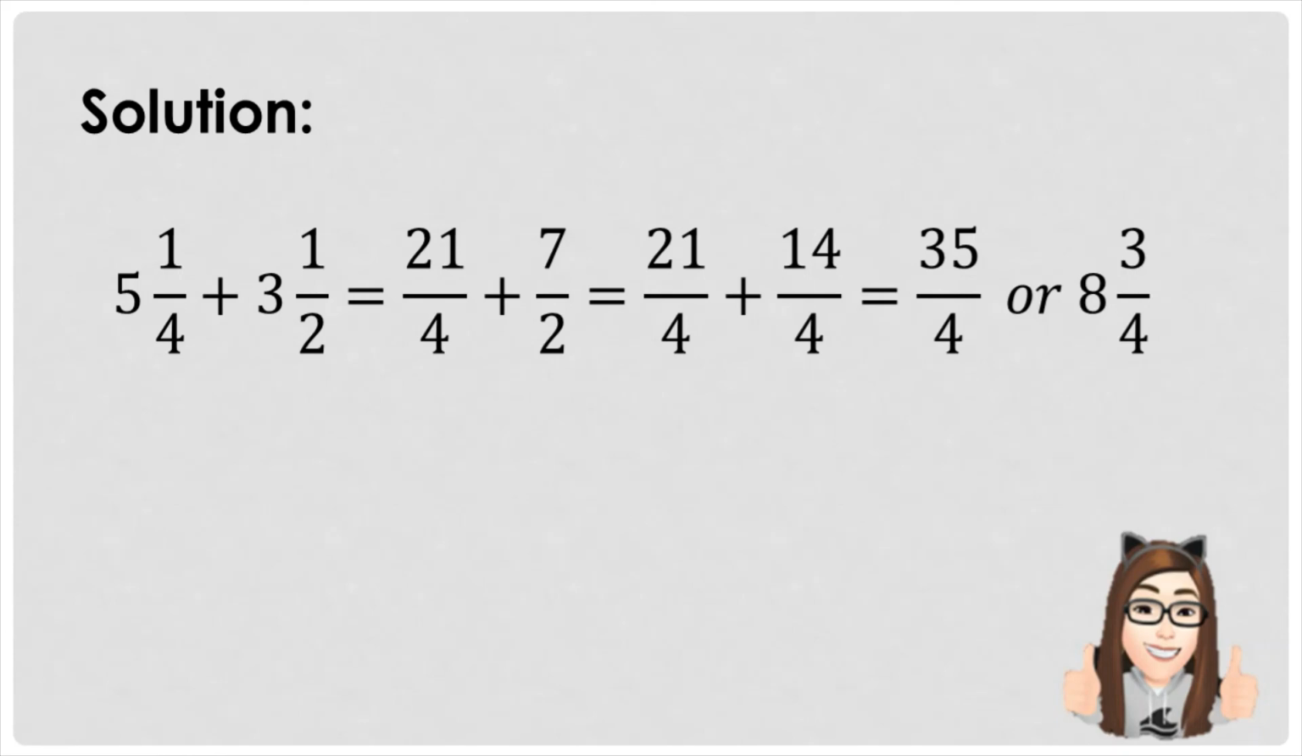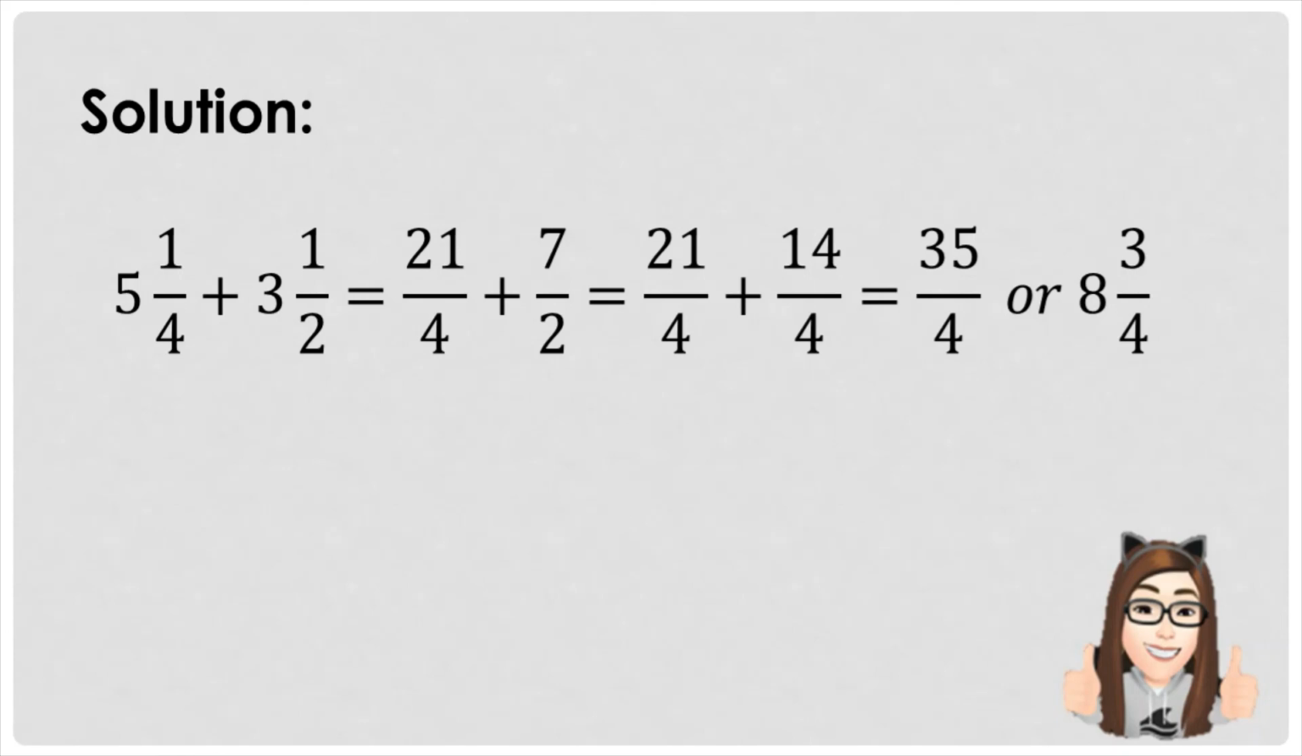LCD. So the LCD of 4 and 2 is equal to 4. Using the butterfly method, we have 4 divided by 4 is equal to 1. 1 times 21 is equal to 21. Next, we have 4 divided by 2 is equal to 2. And 2 times 7 is equal to 14. So we have 14 over 4. We have now 21 over 4 plus 14 over 4. They are now both similar fractions.